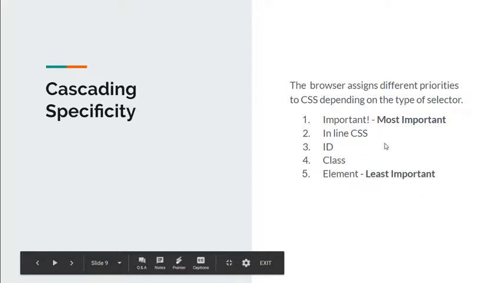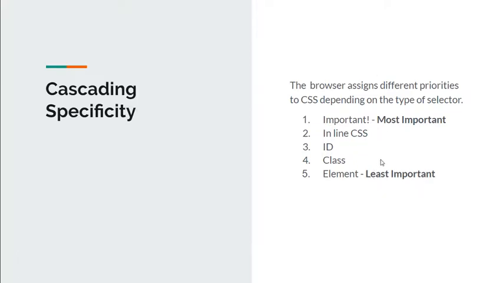So this is the order in which your browser assigns different priorities to CSS depending on what kind of selector you're using. You have important, then you have the inline, then you have the ID, and then you have the class, and finally you have the element. I think it's nice to think of it in these simpler terms. It's actually more complicated. There are number values assigned for each one of these things. And you have to add up the numbers depending on how many of them actually apply in a particular case.